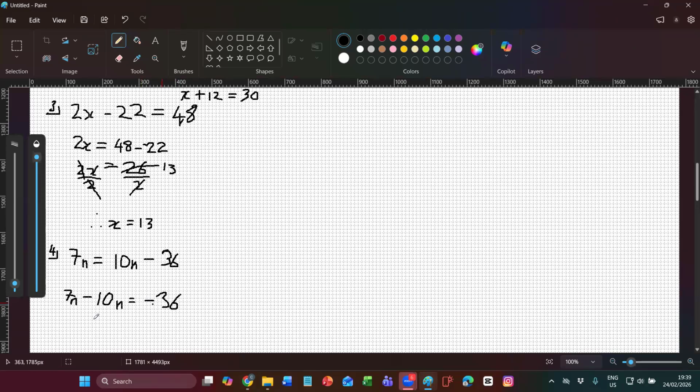Okay, so 7n minus 10n is what? That's minus 3n. Thank you. So I'm looking for n. What do I do to both sides? We divide by minus 3. Yes, you divide by minus 3, very correct.